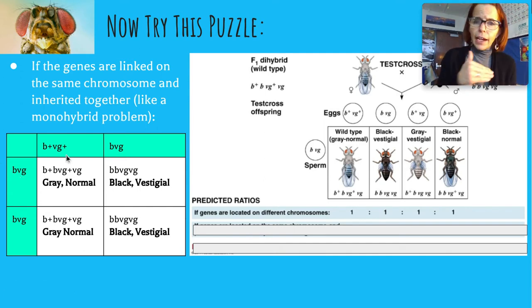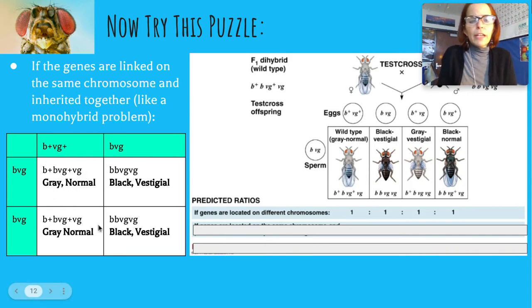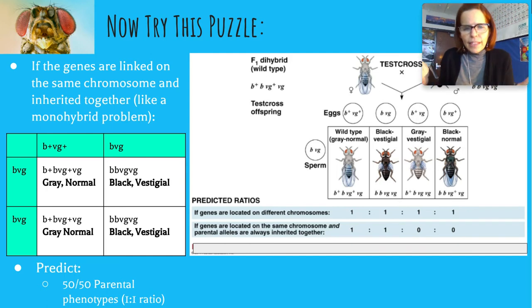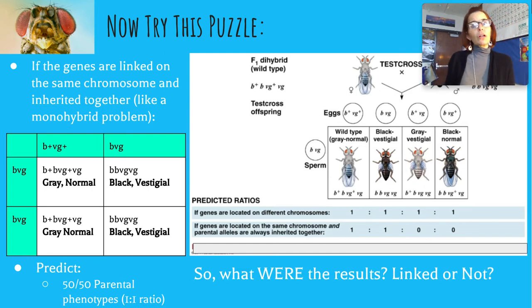So if you cross them and they stay stuck together, you're going to have a gray normal 50% of the time, and we're going to have black vestigial 50% of the time. So in other words, they're going to look like their parents all the time. Half of the time they'll look like the mom and half of the time they'll look like the dad. So that's his other prediction, his other idea. So then the question is, what were the results?